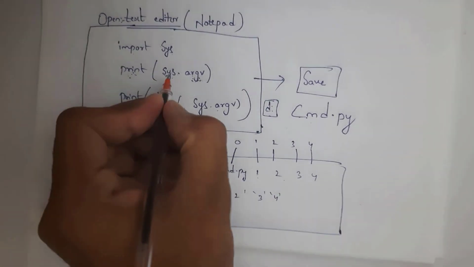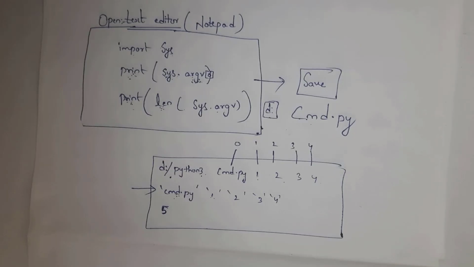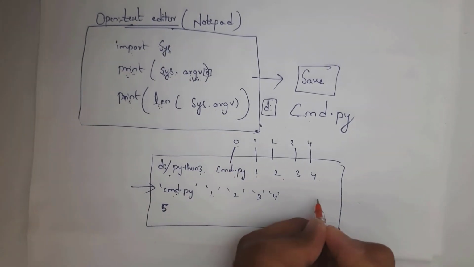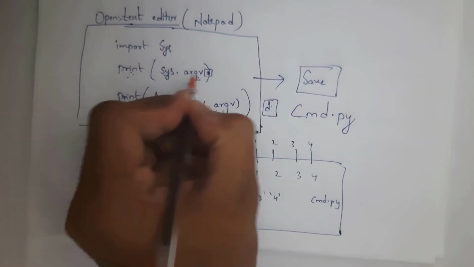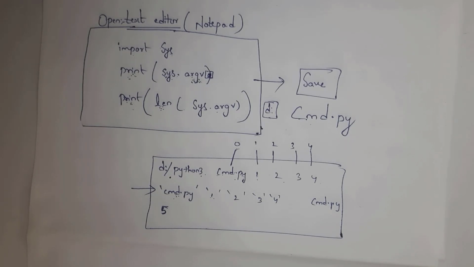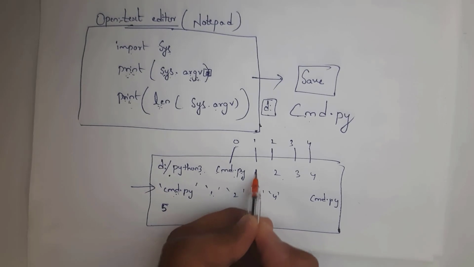For example, here in place of sys.argv, if you write sys.argv of 0, then whatever the input that is present inside index number 0 will be displayed as output. Here index number 0 contains the file name. So here you will get the file name, that is cmd.py. For example, in place of sys.argv 0, if you write sys.argv of 1, the argument which is present in index number 1 will be generated as output. Index number 1 contains argument 1. So we will get output 1.